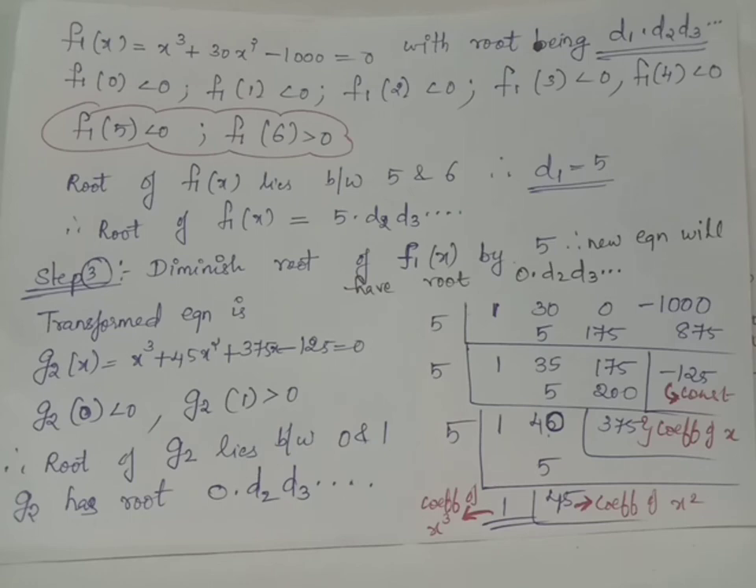The same procedure is repeated in the following steps and we neglect the last value in each step. We have coefficient of x will be 375, coefficient of x square is obtained as 45 and coefficient of x cube is obtained as 1. Now we have identified the new equation after we have diminished roots of f1 of x by 5. The transformed equation will be g2 of x equals x cube plus 45x square plus 375x minus 125 equals 0.